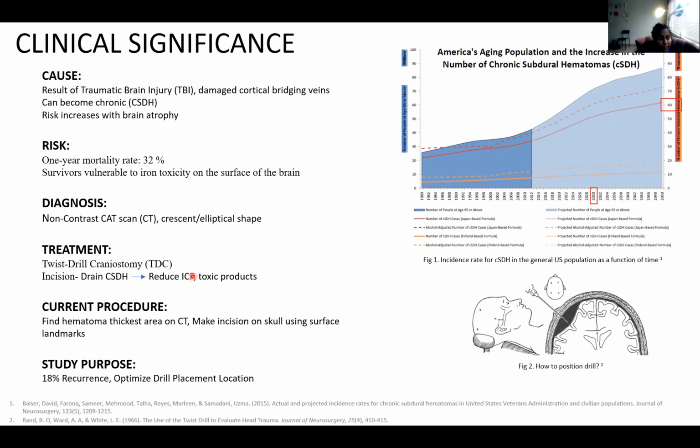The current treatment is twist drill craniotomy. A small incision is made through the skull to drain the hematoma to release the intracranial pressure that gets built up, as well as toxic products. The current procedure to make the incision is to find the thickest area of hematoma from the scan and use surface landmarks to make the incision on the skull. This method is inefficient as the hematoma does not get drained completely and can result in recurrence. The goal of the project is to find the optimized drill placement location to improve patient outcomes.